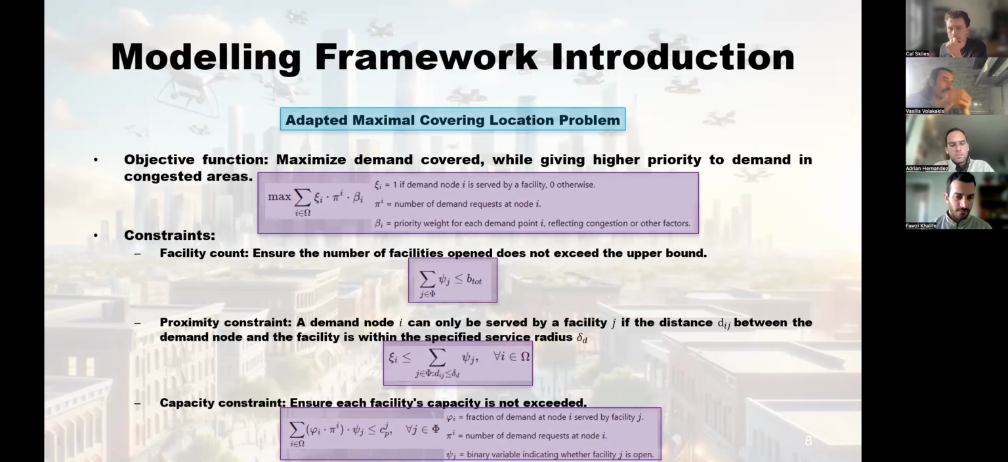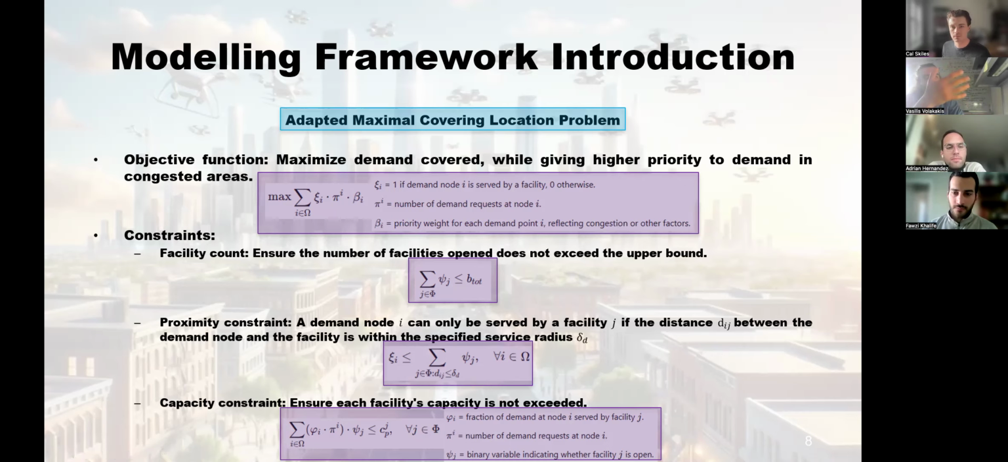Under the constraints of ensuring that the number of facilities that are open do not exceed an upper bound or a budget, if you wish. A demand node can only be served by a facility if the distance between the demand node and the facility is within a specified service radius. And again, capacity constraints, which ensure that each facility's capacity is not exceeded.